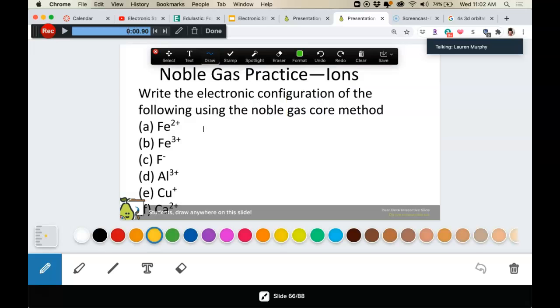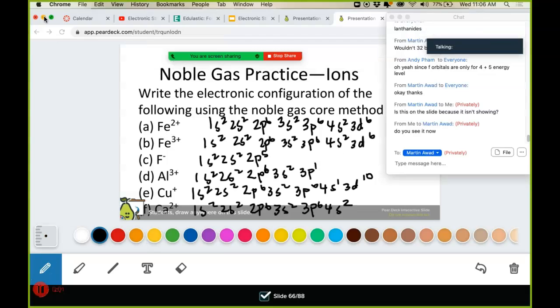All I want you to do right now, and I know I only have 7 minutes, but I still should finish this slide, is take a moment and write out all of the normal neutral electron configurations. So write iron, fluorine, aluminum, copper, calcium. I don't need you to mess with electrons yet. Just write them normal. So go write the normal electron configuration for neutral iron.